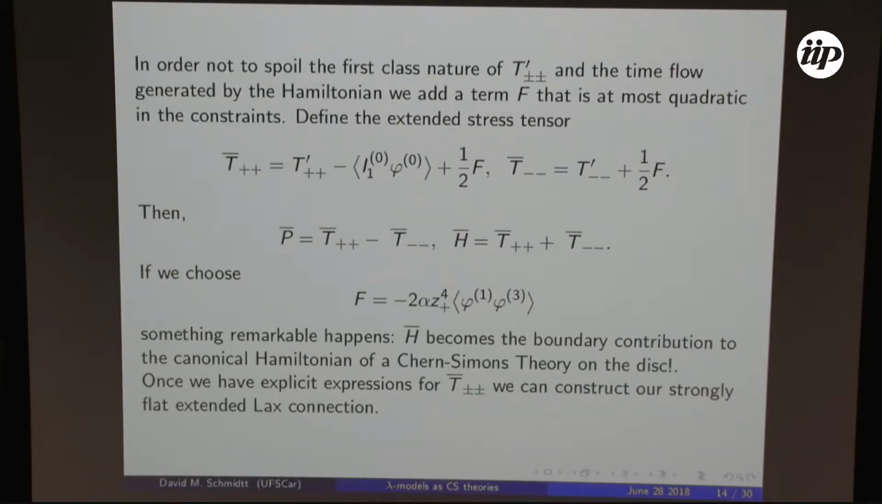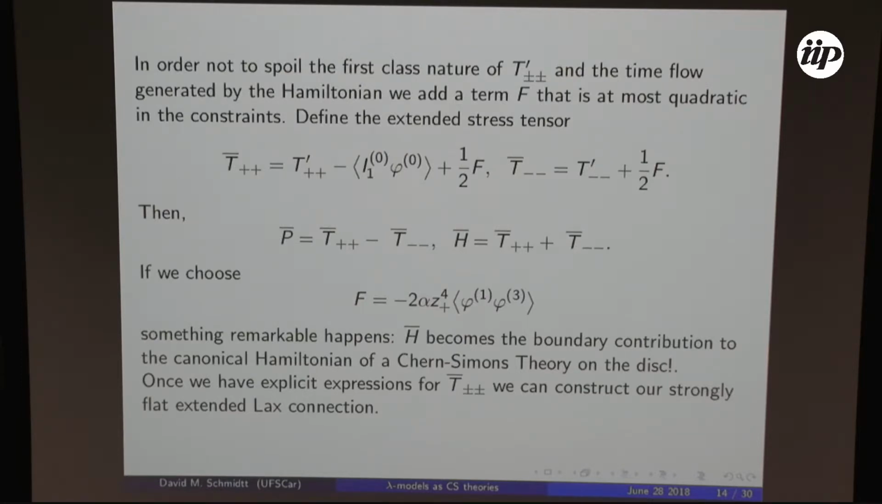We need to make some maneuvers here in order to define time flow. So in order not to spoil the first class property and to preserve the motion on the constraint surface, we need to add at least terms that are quadratic on the constraints. So we put some f, 1/2 on the T plus plus and 1/2 the same amount on the T minus minus component. This doesn't change the form of the momentum generator, but it changes the form of the Hamiltonian. So we are modifying slightly time evolution on this phase space.